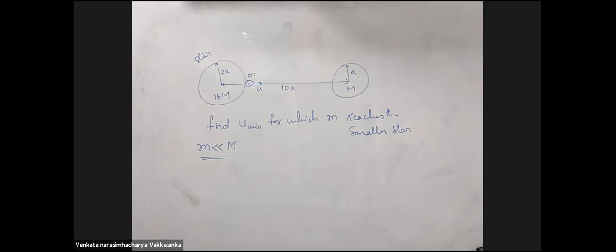Sir, if small m and capital M were comparable, M would draw the stars towards itself as well, right? Yeah. So 10a is the distance between the centers of the stars, right? 10a is the distance between the two centers.